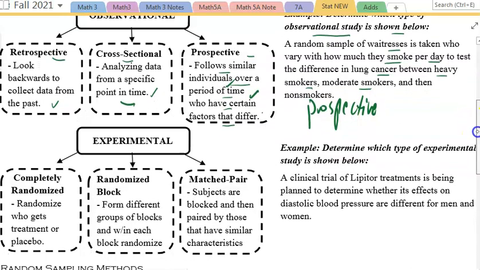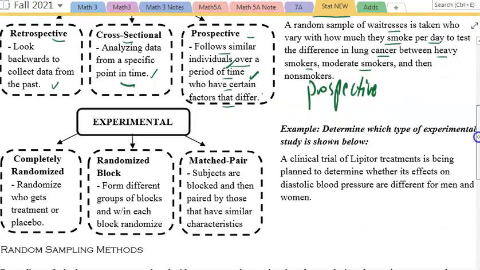That's observational. If I look at the experimental, there are three types. Completely randomized: randomize who gets treatment or placebo. Randomized block: from different groups of blocks, and within each block you randomize. And matched pair: subjects are blocked and then paired with those who have similar characteristics.